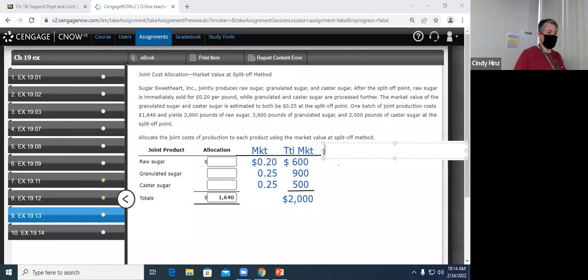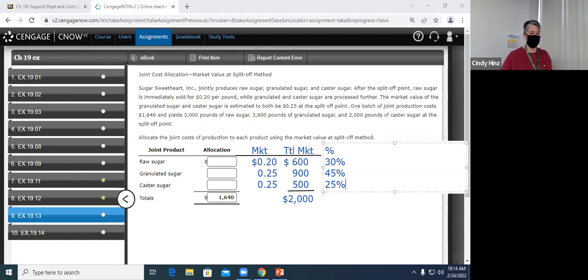To be consistent, we're going to calculate the percentages and enter them here. Percentages, there we go. So the raw sugar is 600 of the $2,000 total market value, that's 30%. The granulated sugar is 900 of the total 2,000, and that's 45%. These percentages, of course, need to add up to 100. So you want to check that, make sure you've done your math correctly. They need to add up to 100%.